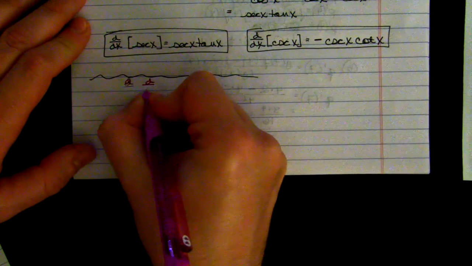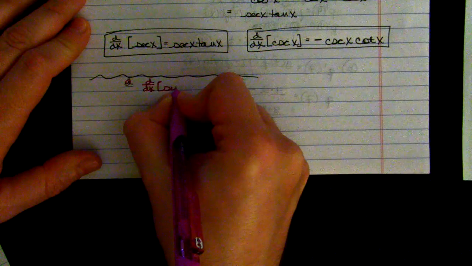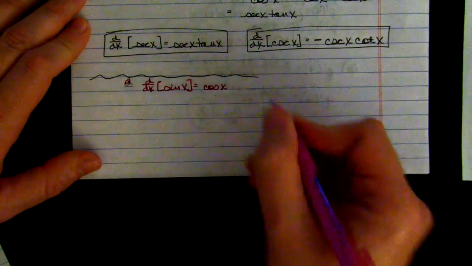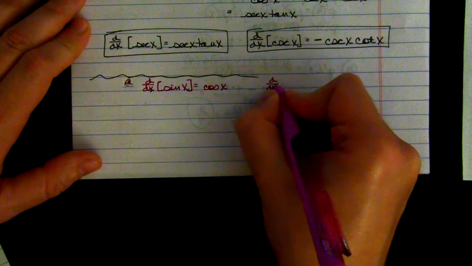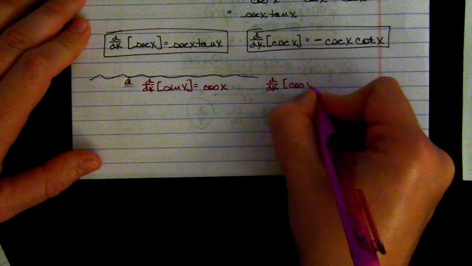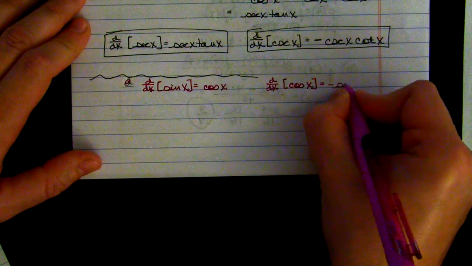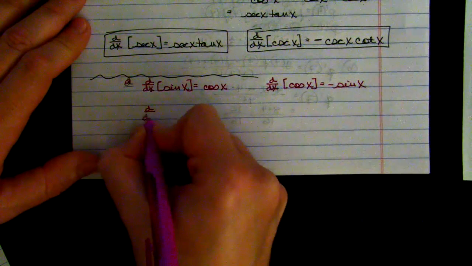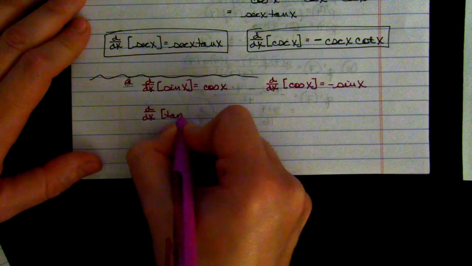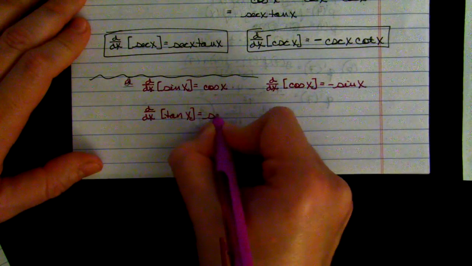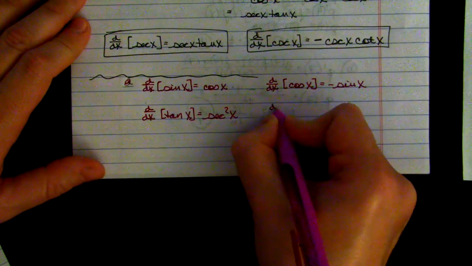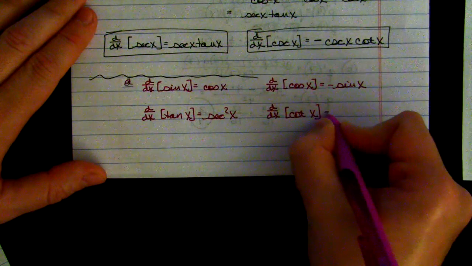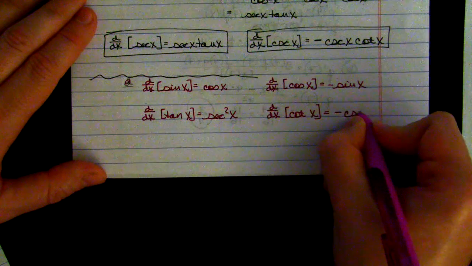Okay. The derivative of the sine of x is the cosine of x. The derivative of the cosine of x is the negative sine of x. I'm just going to write them all down, then I'll have Edpuzzle pause, and you can copy them all down in one place. The derivative of the tangent of x is the secant squared of x. The derivative of the cotangent of x is the negative cosecant squared of x.